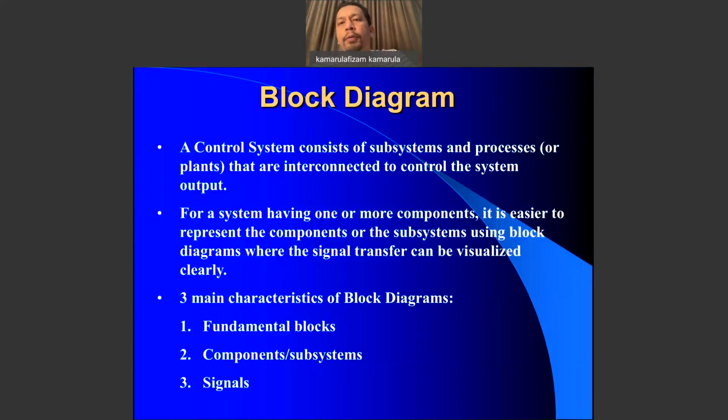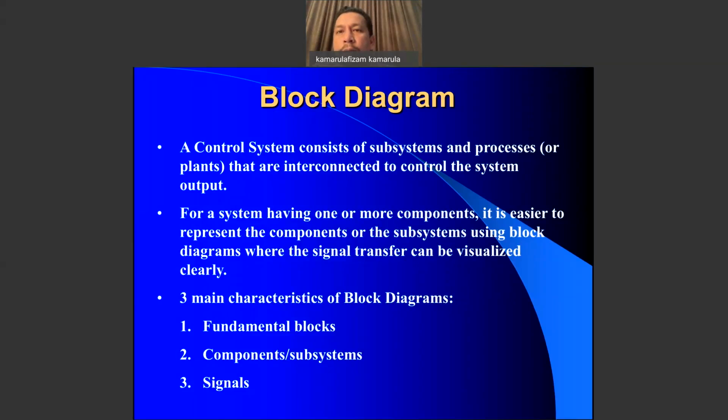Okay, one of the most important elements in the control system is the block diagram. Basically, a control system consists of subsystems and processes that are very much interconnected, and these subsystems and processes are arranged and connected to form a complete control system.